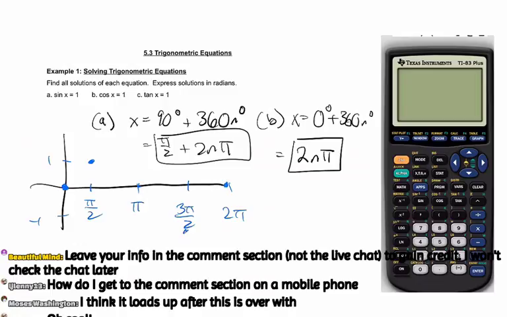Another way we can look at this, so if we're doing C, if we have tan of some angle equals 1, well, this means that sine of some angle over cosine of some angle should be 1. So when do we have a slope of 1 for tan? That is at 45 degrees. So we would say let x be 45 degrees.